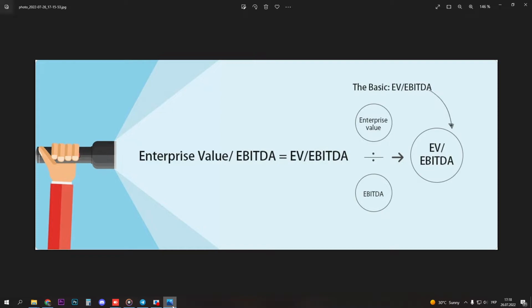Now the EBITDA stands for earnings before interest, taxes, depreciation, and amortization. So that certainly is a mouthful, but that's the point of this ratio.